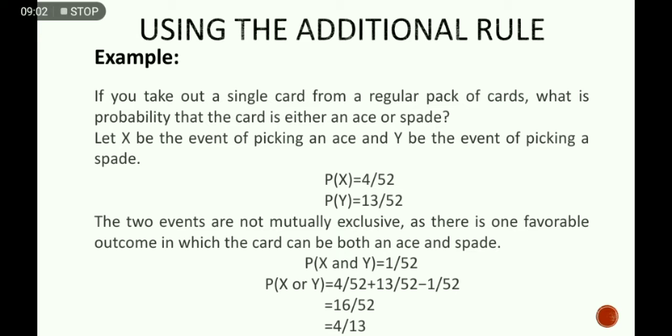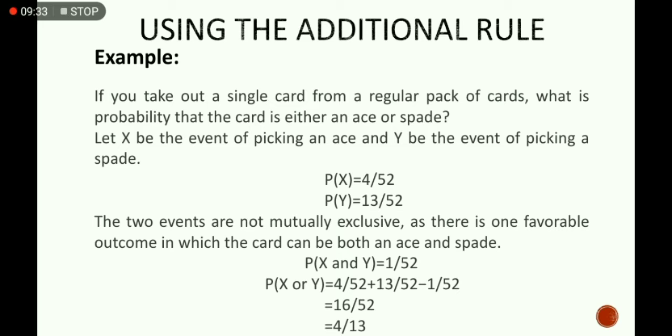So, P of X and Y is equal to 1 over 52. Ibig sabihin, X and Y, yung intersection ito. Ibig sabihin yung common nila. So, ang common lang naman nila pareho is yung ace na spade, kaya 1 over 52. Kasi 'di ba may alas na spade. So, yun yung common nila. Kaya yung probability ng X and Y is equal to 1 over 52.